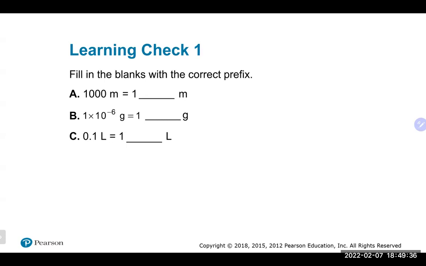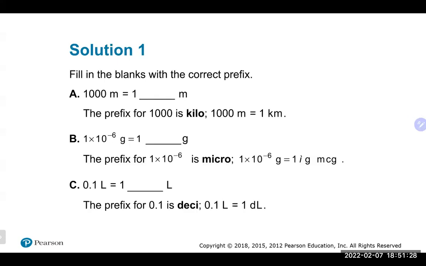Take a second here and see what you come up with. So the first one there is 1,000 meters is 1 kilometer. Remember, kilo there is, as we saw in that chart, 10 to the 3, which is 1,000. So 1 kilometer would be 1,000 meters. Next, 1 times 10 to the minus 6. Really, if you're not sure, you would want to look on that table for 10 to the minus 6. And if you do, you would see it is micro. And that would give us 1 microgram.